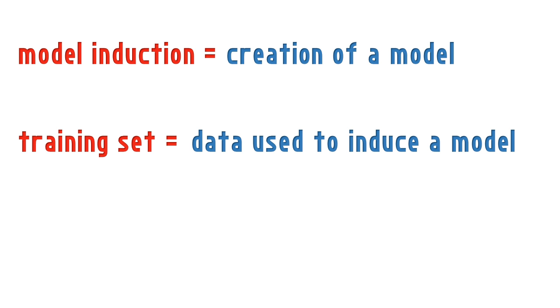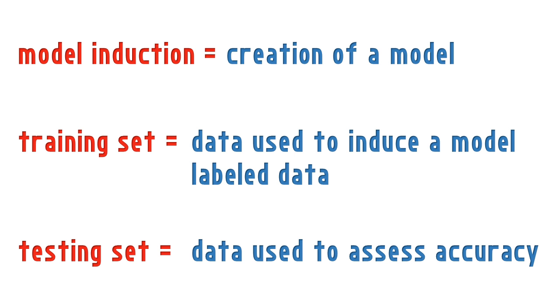The input data used to induce a model is called the training set. They are also called labeled data because the value for the target variable, the label, is known. The initial discovery of relationships is done with a training set, while a testing set is used to assess the strength of the predictive relationship.